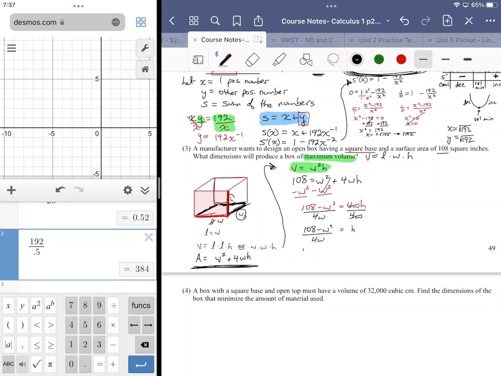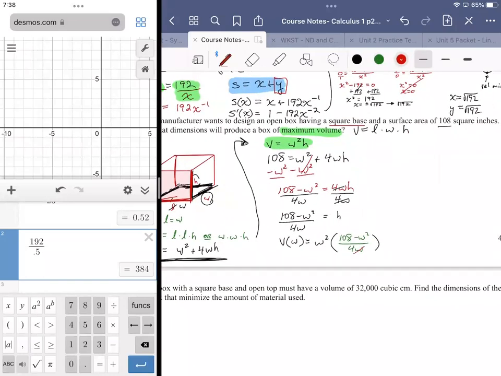So my volume formula, which would now be V of W, would be W squared times, instead of just the letter H, it's what H really is in terms of W, which would be 108 minus W squared over 4W. All right. So looking at this, it's like, oh, I got to differentiate this. This is going to be product rule, quotient rule. It's going to be a nightmare. Maybe do a little algebra first.